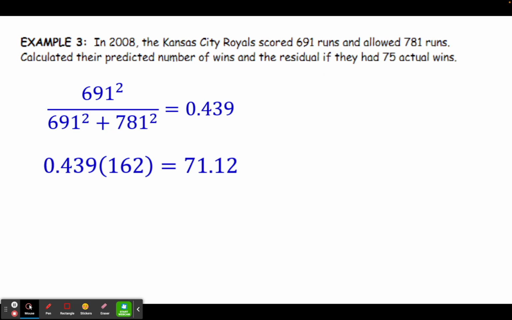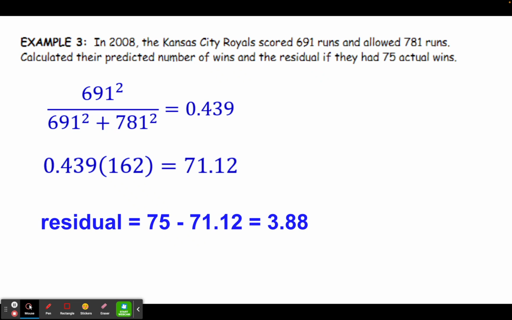Now they actually won 75. So to calculate the residual, we take the actual value minus the predicted value, and that gives us a positive residual of 3.88. And by the way, it's not possible for the Royals to win 71.12 games. But in statistics, we like to keep those decimal places just for the sake of accuracy, and we're going to see where that comes in later on in some calculations.